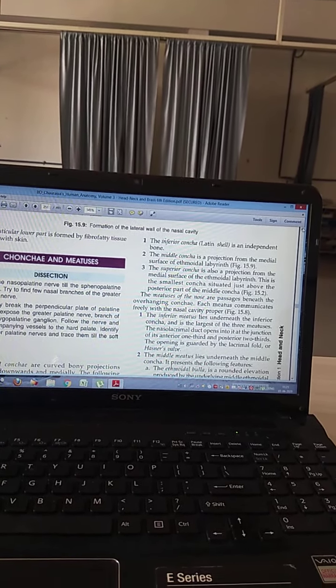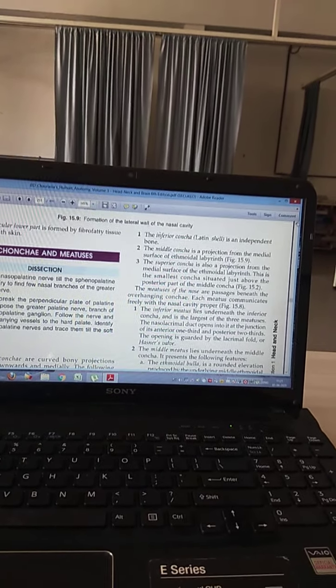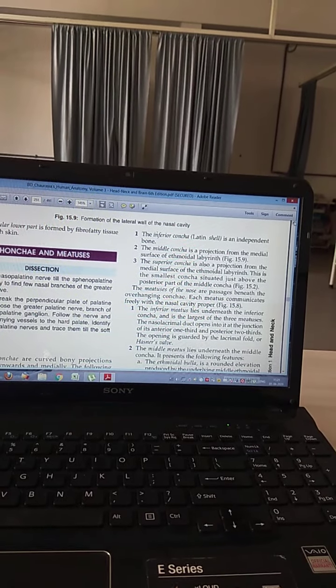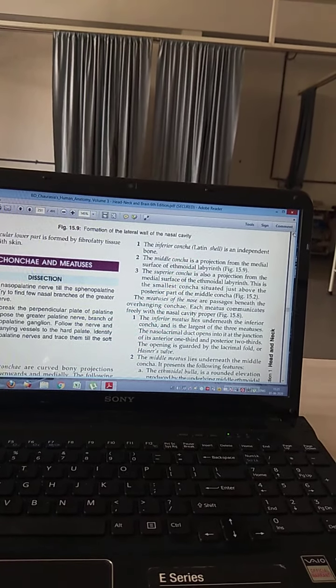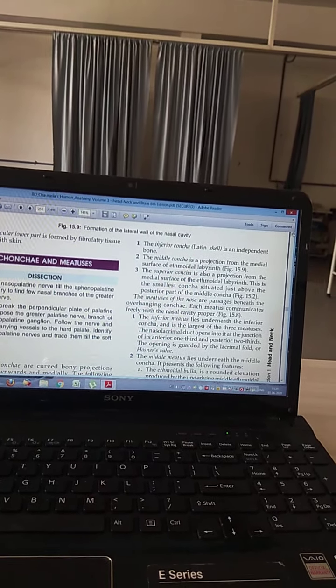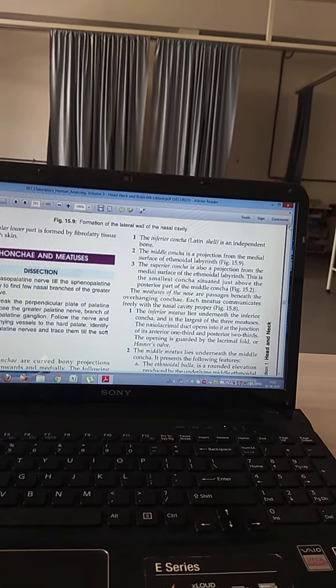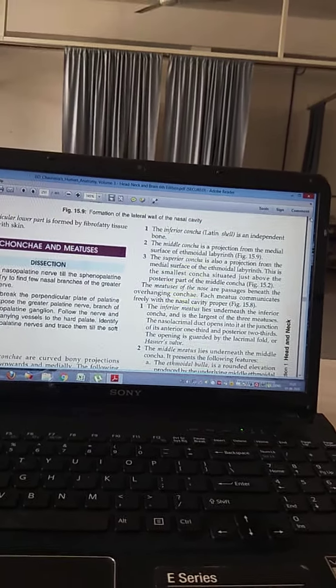The superior concha is also a projection from the medial surface of the ethmoidal labyrinth. The meatus of the nose are passages beneath the overhanging conchae. The inferior meatus lies underneath the inferior concha and is the largest of the three meatus.